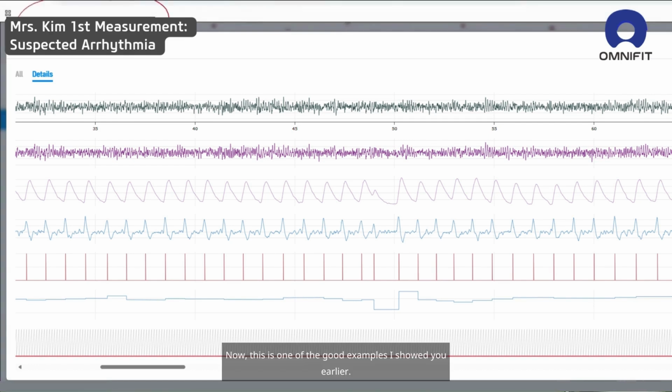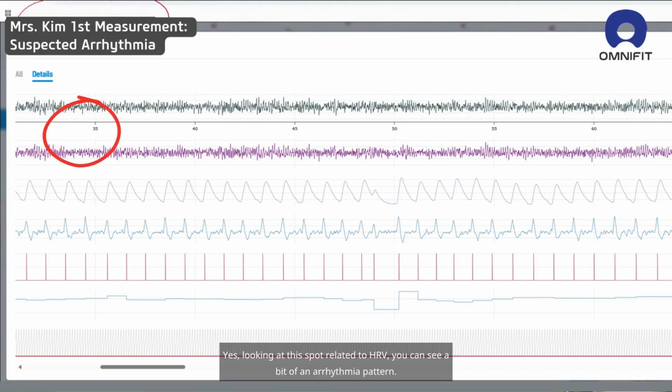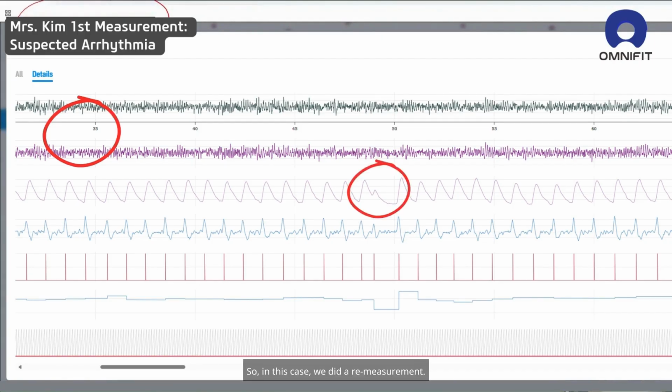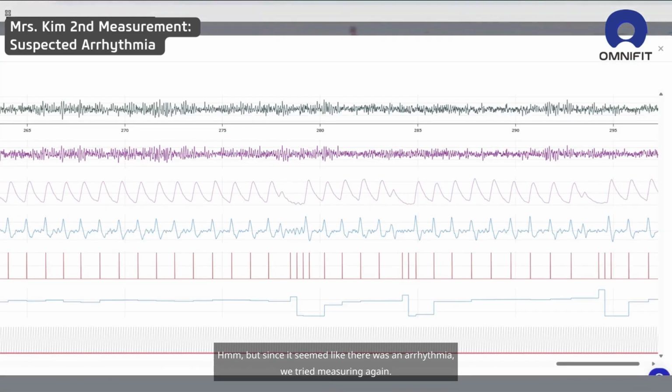Now, this is one of the good examples I showed you earlier. When we measure properly, yes, the ECG signal comes in clearly. Looking at this spot related to HRV, you can see a bit of an arrhythmia pattern. In this case, we did a remeasurement. This happened around the 50-second mark during the first measurement. But since it seemed like there was an arrhythmia, we tried measuring again.